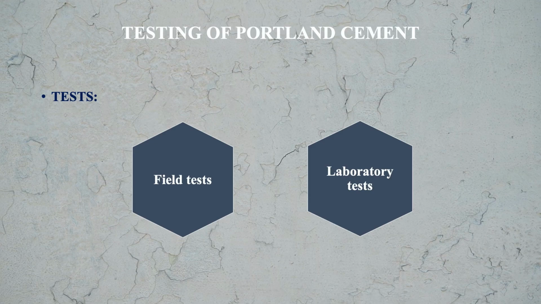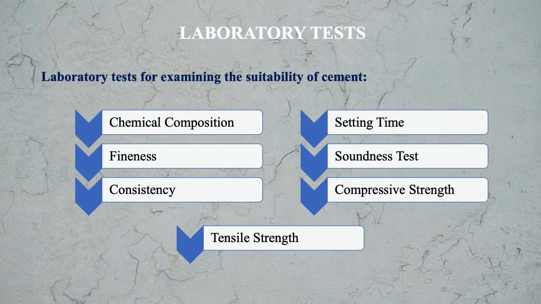As I told you in our last lecture, there are two types of tests to be done on the cement. First is the field test that we discussed in our last lecture. Today we will discuss laboratory tests. Laboratory tests are done for examining the suitability of cement, and these tests are chemical composition, fineness of cement, consistency of cement, setting time of cement, soundness test, compressive strength of cement, and tensile strength of cement. These are the laboratory tests that are done on the cement.